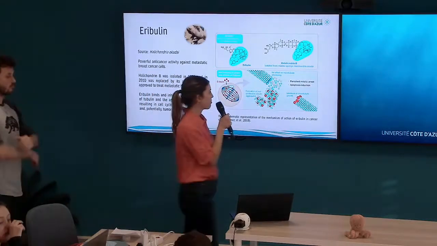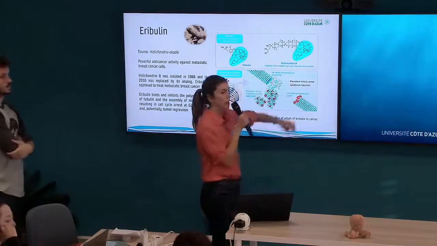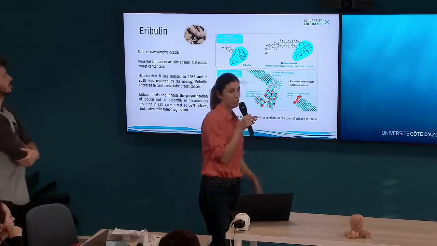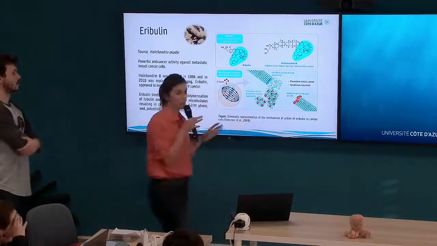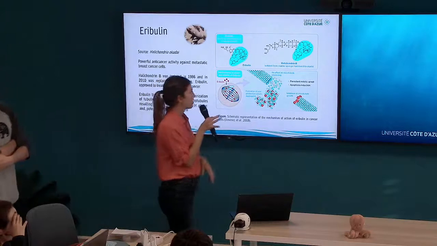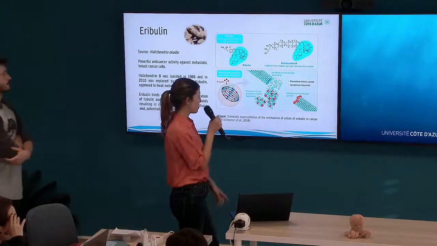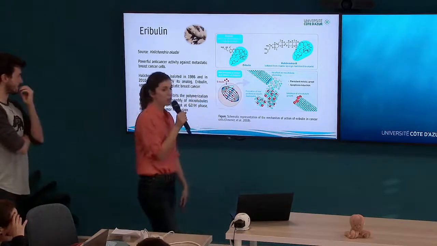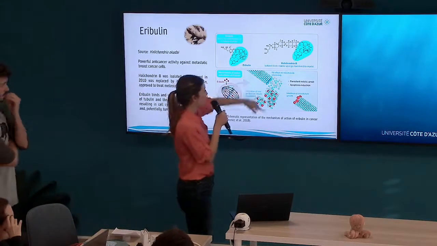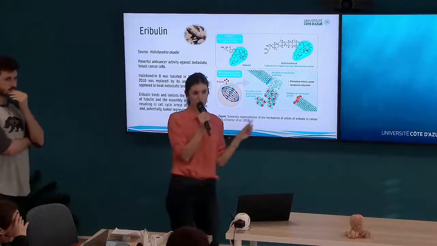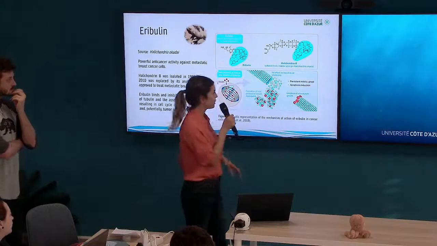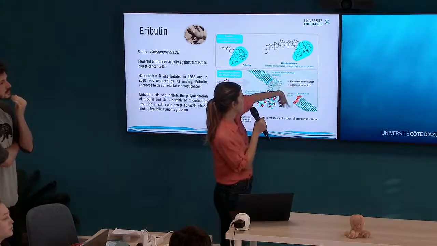Here we have the microtubules. This is a network of proteins that are part of the cytoskeleton, so they're involved in many things. They have different roles, for instance the transportation of different materials or the movement of the cell, but they are involved as well in cell division. So here is where eribulin works: it aggregates with the tubulin, the proteins that make the microtubule, making aggregates that are useless, and it inhibits the growth of the microtubule.